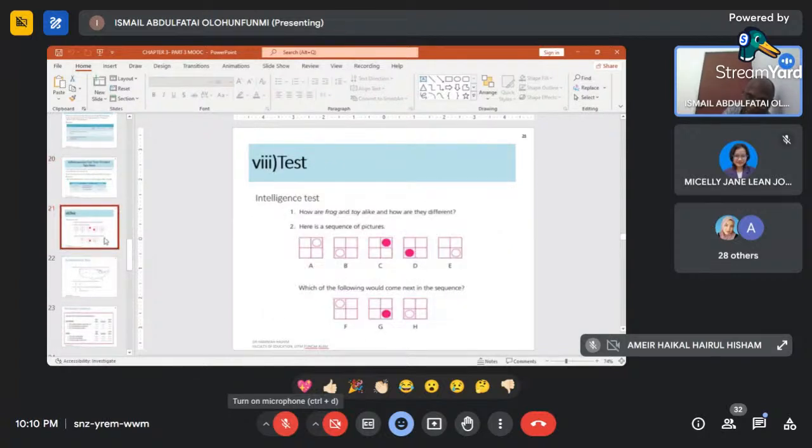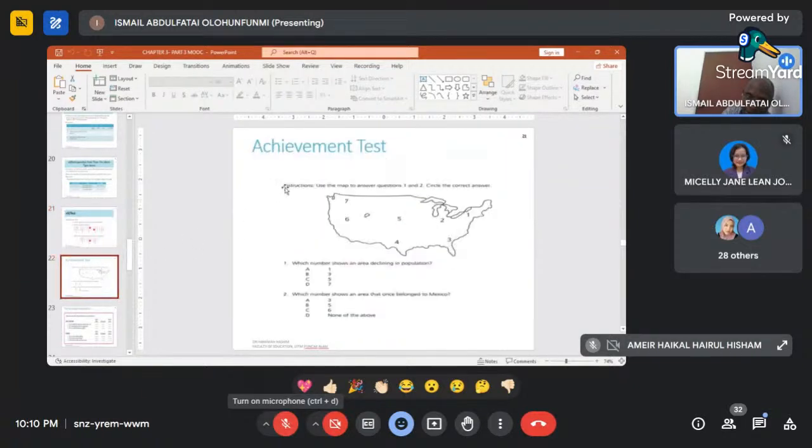This is a test. This is an intelligence test. Then this is an achievement test. You, the teacher, administer this test, and this is the type of test that we did for you last week. With an achievement test, they want to know the level of student achievement, whether they have understood what they have been taught. So that's what is called an achievement test.